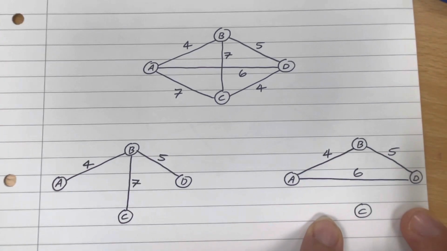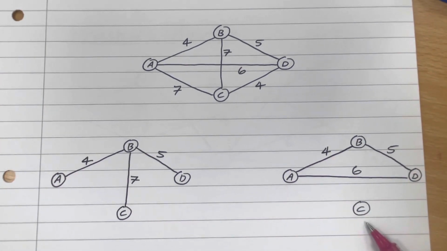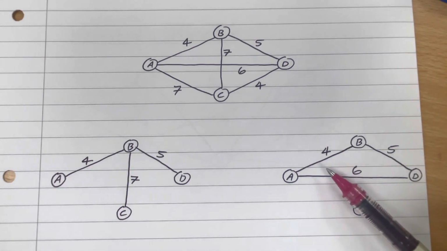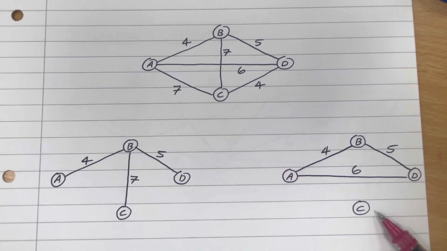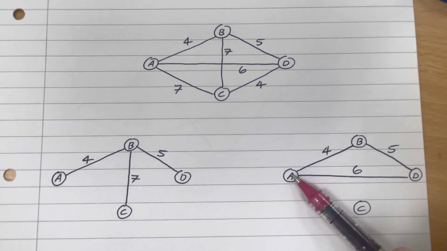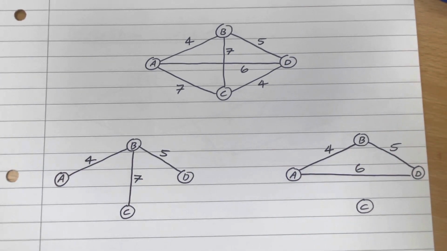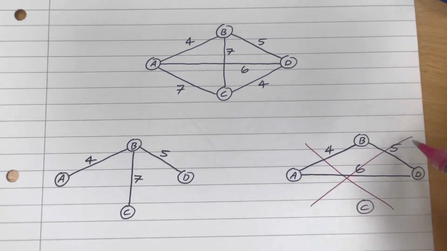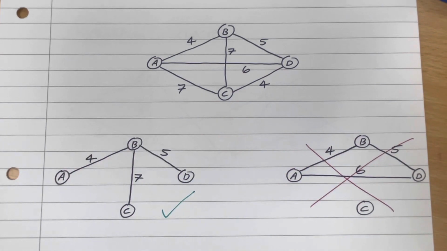This is not a spanning tree because it doesn't span the network. I can't get to node C. So even though we've got 4 nodes and 3 arcs, it is not a spanning tree because, first of all, I can't get to node C, and second of all, it's not a tree because we have a cycle here. So it can't be a tree anyway. So that is not a spanning tree. This one is a spanning tree.